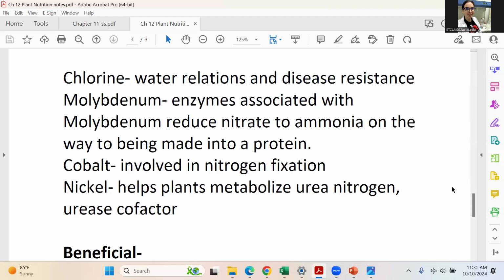Cobalt is specifically involved in nitrogen fixation, so especially important for our legumes. And nickel helps plants to metabolize urea nitrogen, which is a common commercial nitrogen that growers use. And it has the urease cofactor. Nickel itself is the cofactor for the urease enzyme that's going to actually lyse the urea itself.